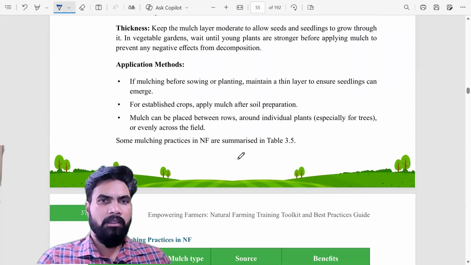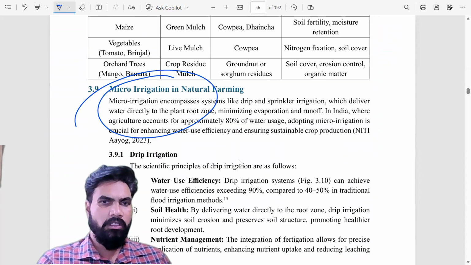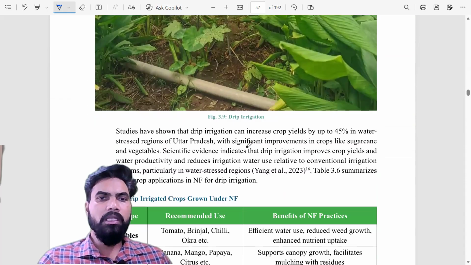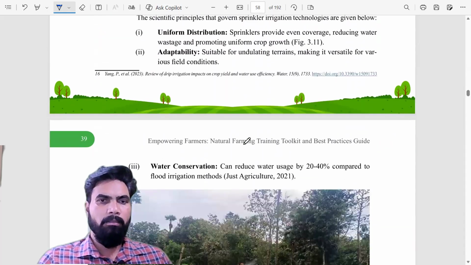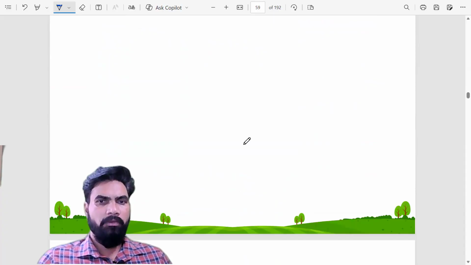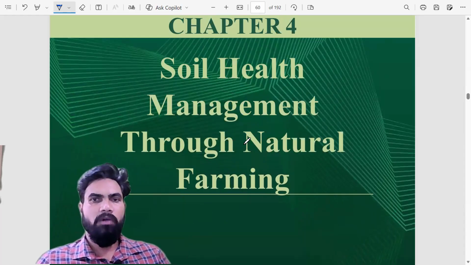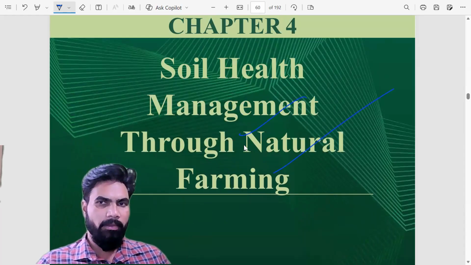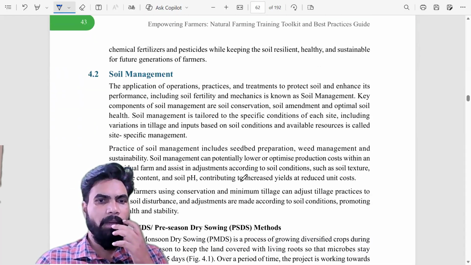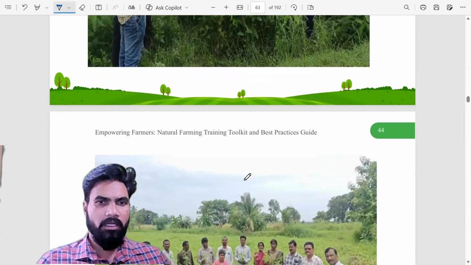Then these are all the methods of water preservation. The micro irrigation methods are also there in natural farming. Two popular methods are drip irrigation and sprinkler irrigation. These are the popular micro irrigation methods. So these are the ways in which you can preserve or conserve water. Then soil health management through natural farming, that we will also see. Soil management, PMDS or pre-season dry sowing methods are there.